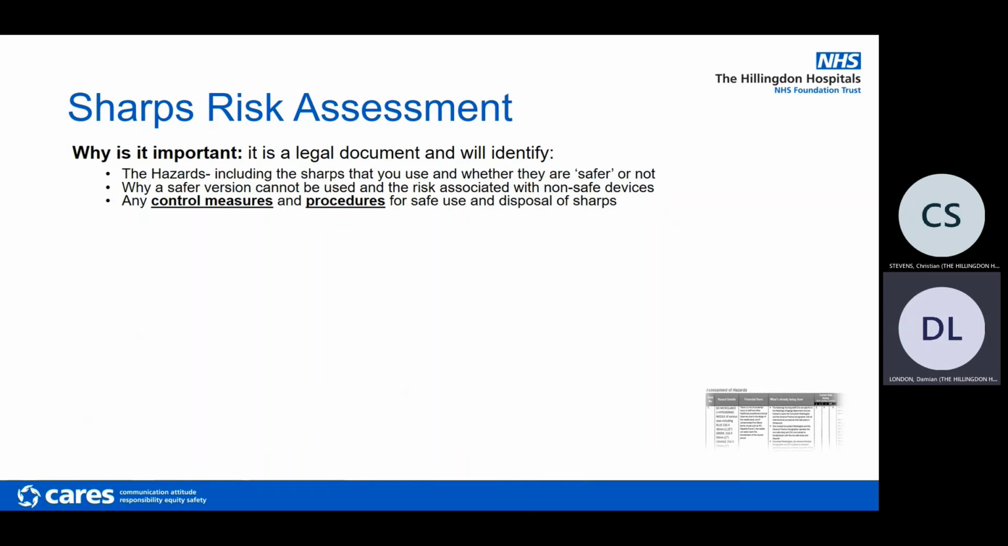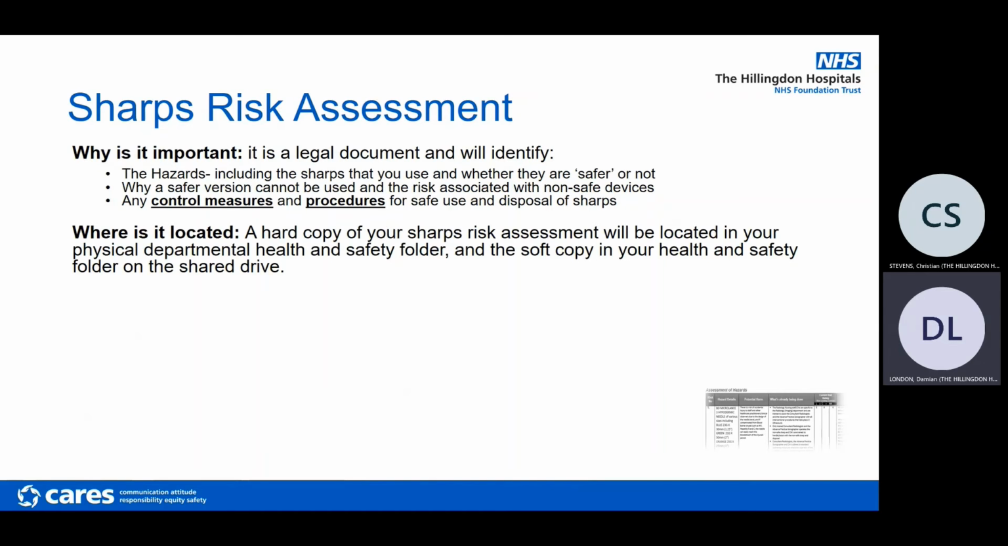So control measures and procedures work hand in hand for the safe use and disposal of all types of sharps, whether they're safe or unsafe. Where is your risk assessment located? A hard copy will be located in your physical departmental health and safety folder. So there's a hard copy folder and a soft copy in your health and safety folder on the shared drive. The former is the one that you would have most access to, and so you need to make sure that you understand where to find it.